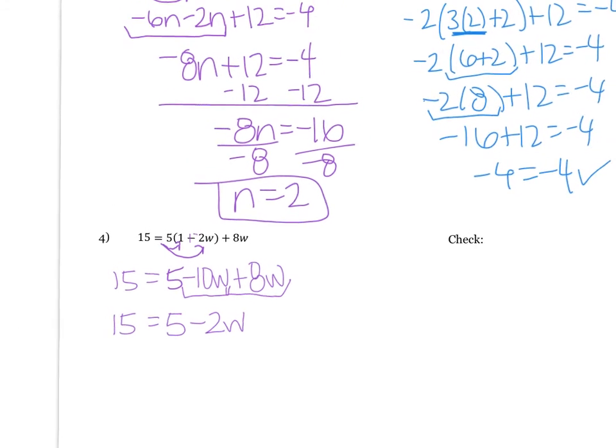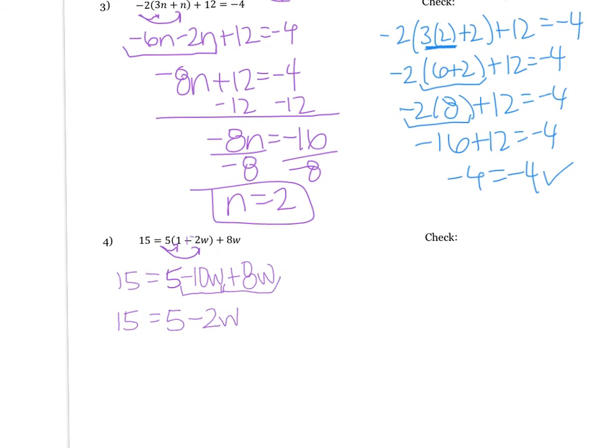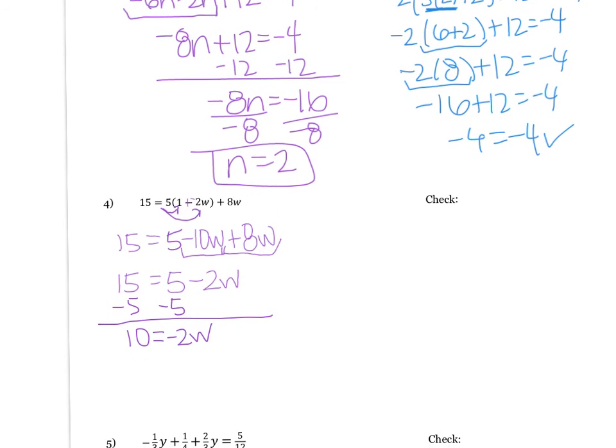Okay, so first step, I want to get rid of my constant, which is my 5 here. Notice the sign that's in front of it. It's a positive 5, so I'm going to do the opposite. I'm going to do the inverse operation. I'm going to subtract 5 from both sides of the equal sign. We end up getting 10 is equal to a negative 2w. And then, it's a one-step equation. Let's divide by negative 2. We get negative 5 is equal to w.